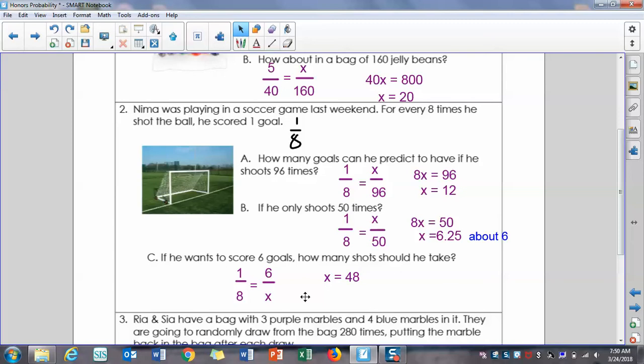Again, this was all about understanding where to place the 6. We know 1 goal, and he wants 6 goals, so 1 and 6 should both be in the numerator. And then 8 is how many shots he's been taking, and x is the unknown number of shots he should take if he wants to make 6.